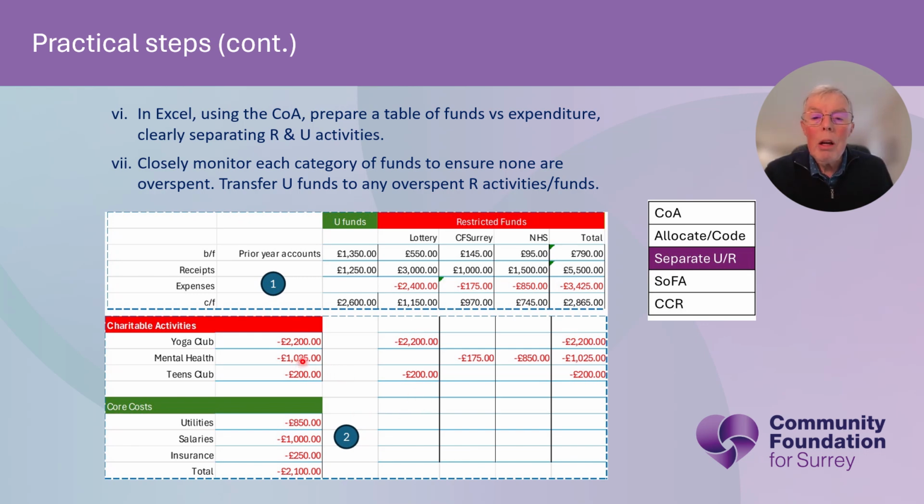In the case of mental health, you've had a grant from the Community Foundation for Surrey, but also from the NHS. And on some basis, you've split that between the CFS and the NHS. Now, I've not filled in here, I've indicated typical nature of utilities, salaries, insurance, and the total, but I've not allocated them here because this is the subject of some other videos that we've got, and we do recommend that you watch those.